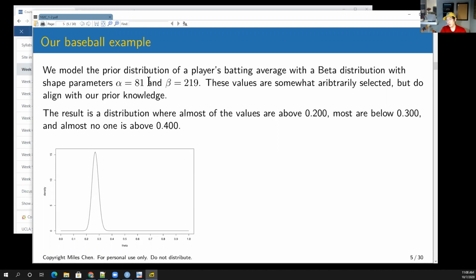You could pick different numbers. It doesn't have to be 81 and 219, as long as you get a distribution that fits this description: everything is above 0.2, most people are under 0.3, and no one is above 0.4. That could work as a prior distribution. I'm using 81 and 219 because that's what shows up in that variance explained blog, and I'm trying to be consistent with that, but other numbers could work as well.